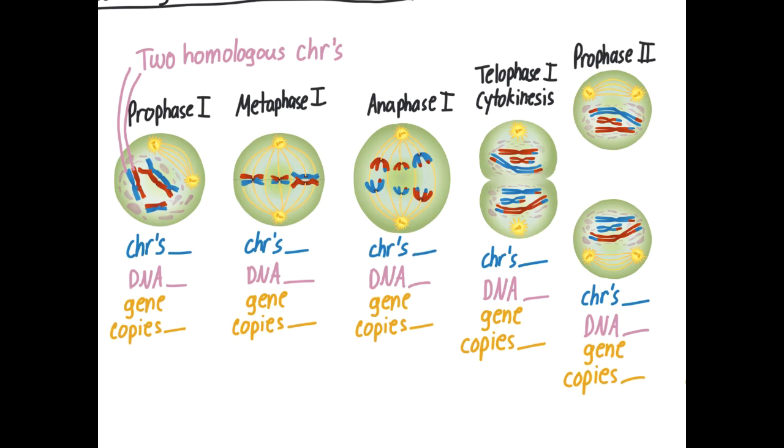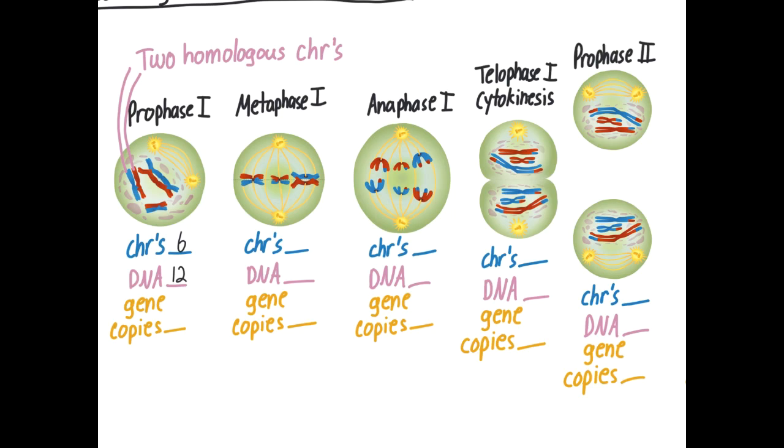Okay, so in prophase 1, we can count 1, 2, 3, 4, 5, 6 chromosomes. We see 3 tetrads, each containing 2 chromosomes. So there are 6 chromosomes total in prophase 1. At this point, each chromosome has 2 DNA molecules, or sister chromatids. So there are 12 DNA molecules in this cell.